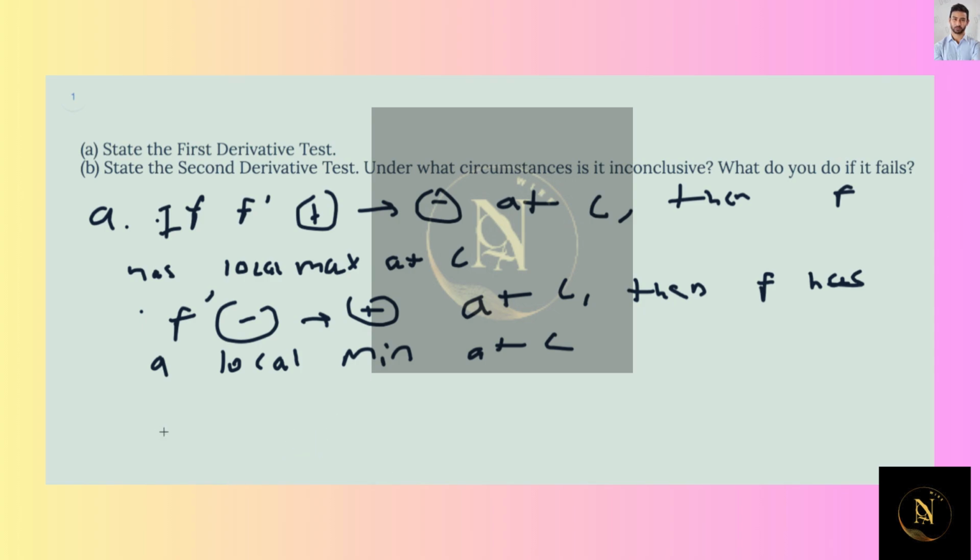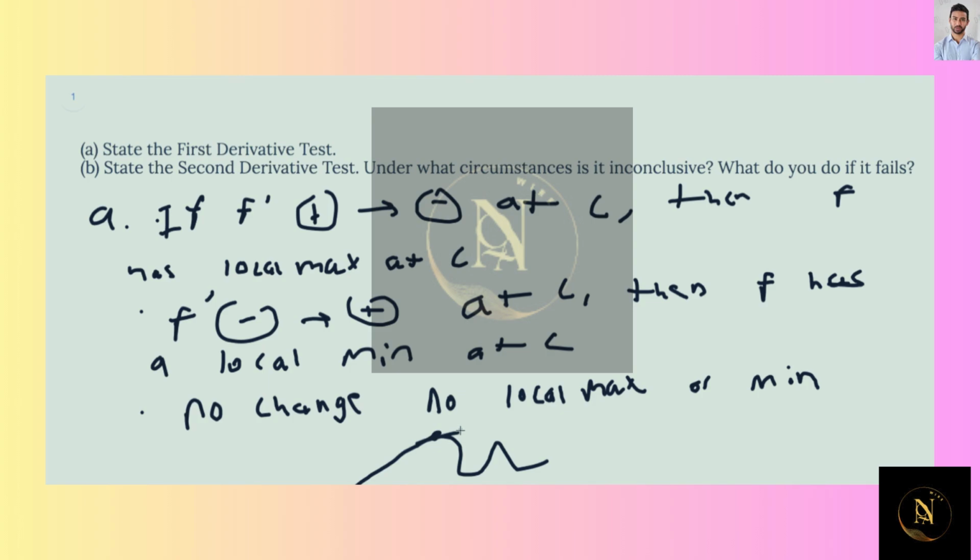And then if f prime does not change, so there's no change, then there is no local max or min. And the reason why this is true is because if you're increasing, you don't know if this point is the local max because we don't know if it's going up or down. It's just going to keep going up, and it could be a global max. It could be not. We're not sure. It all depends. So when we know there's no change, we know for a fact there's no local max or local min.